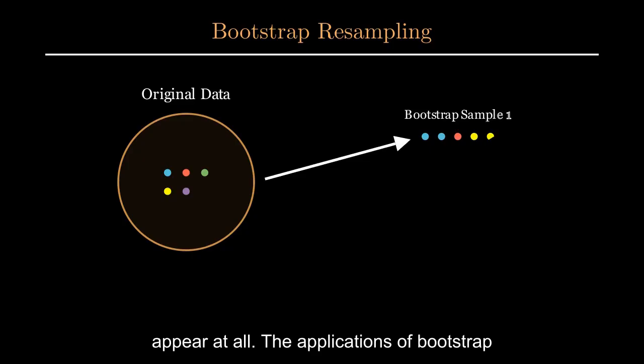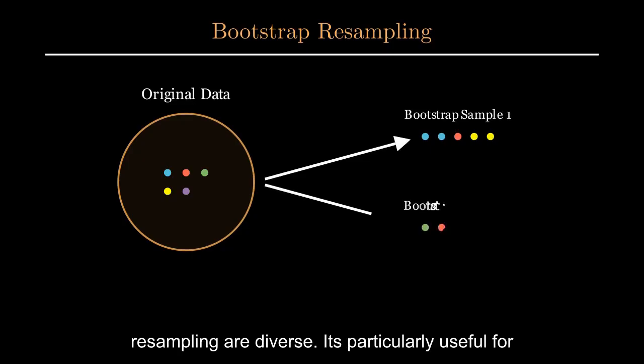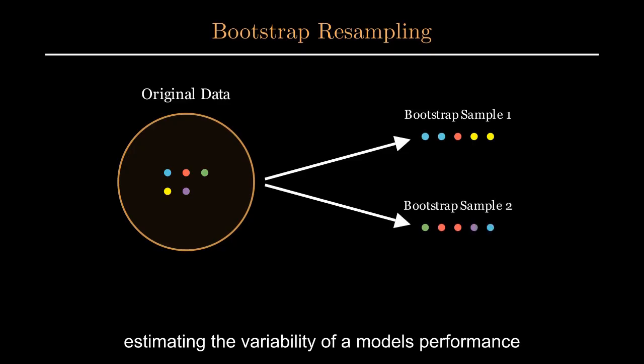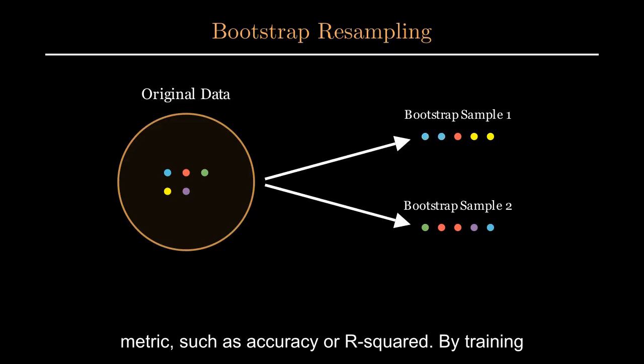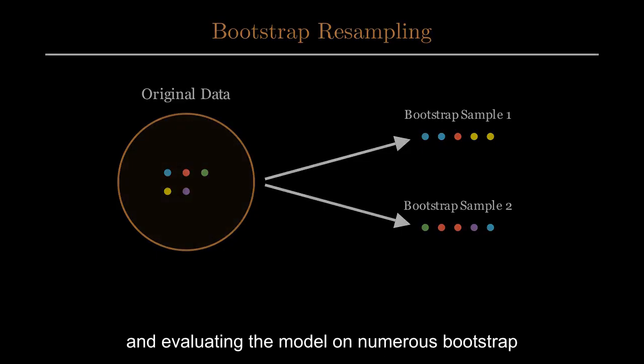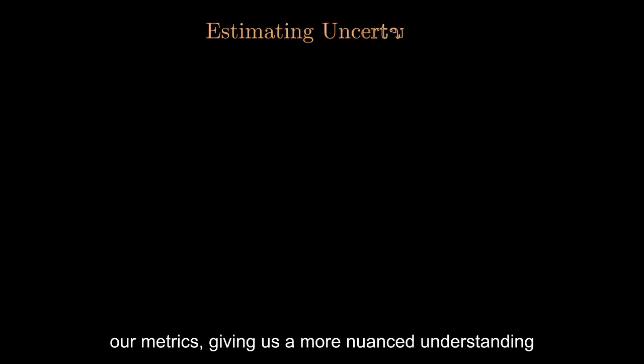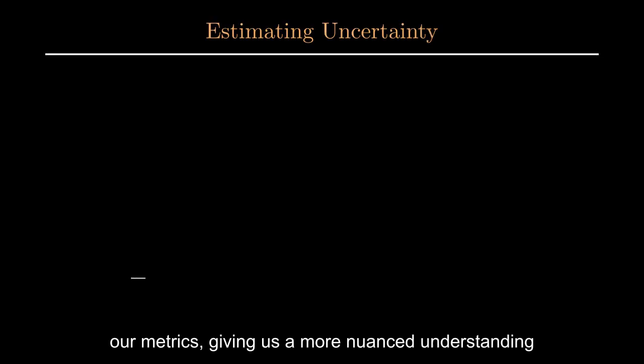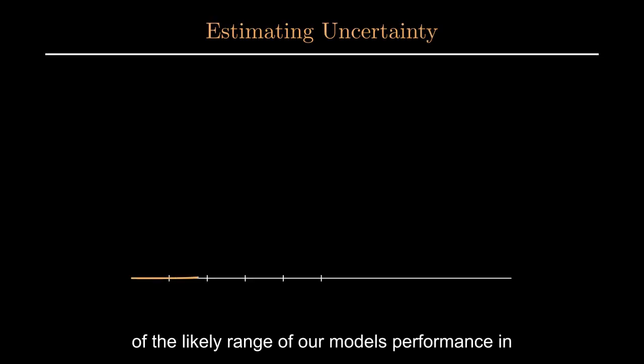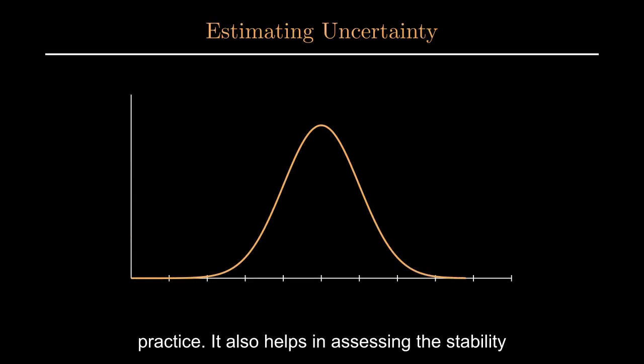The applications of bootstrap resampling are diverse. It's particularly useful for estimating the variability of a model's performance metric, such as accuracy or R-squared. By training and evaluating the model on numerous bootstrap samples, we can construct confidence intervals for our metrics, giving us a more nuanced understanding of the likely range of our model's performance in practice. It also helps in assessing the stability of model parameters.